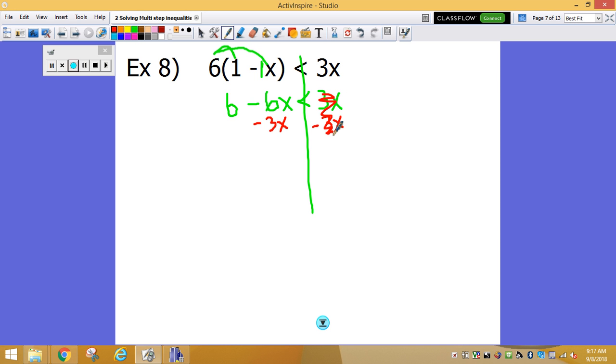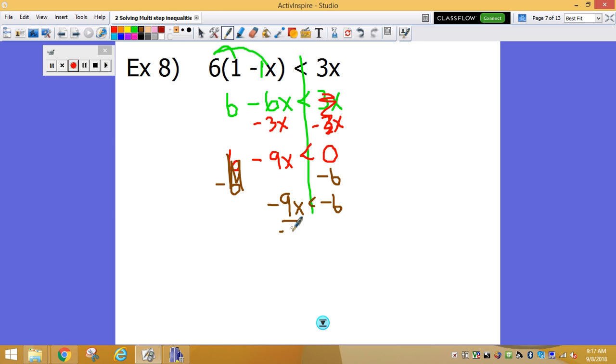So 3x goes away. I'm going to bring my 6 down. Negative 6 minus 3 is negative 9x. Now, if your x's go away and there's nothing on the right side, we're just going to put a 0. Okay? Now I want to move my number to the right, so the opposite of a positive 6 is a negative 6. So I have negative 9x is less than, and 0 minus 6 is negative 6.